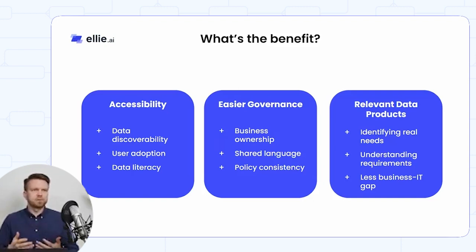And as we go towards utilizing the metadata in the catalog to build more data products, we can ensure that these data products are actually more relevant, because we are able to identify real needs. You need data about deliveries. Okay, here are the options that you can use. We are able to understand requirements better. If we are the people building the data product, we might say, you're talking about deliveries. Okay, so which one of these data sources are you actually interested in?